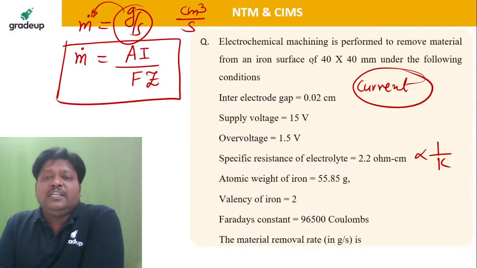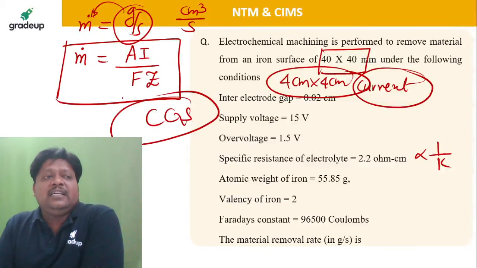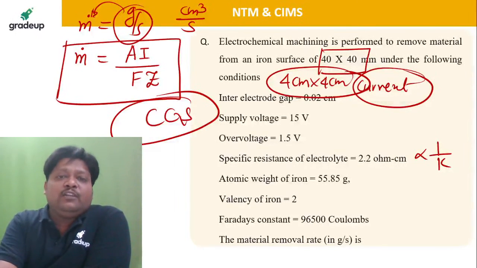But how much surface are you going to machine? You are going to machine a 40 by 40 mm surface. So that is 4 centimeter by 4 centimeter. I want all the things in terms of CGS. So remember this first thing, you have to take it in CGS. Okay. Very nice, Kishore. Excellent. So for that first I need to calculate the current.